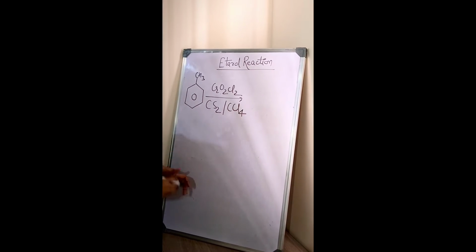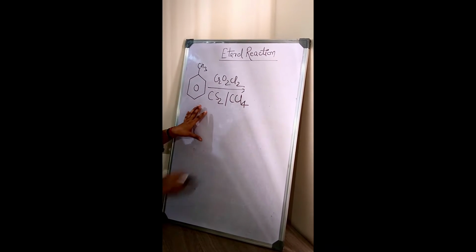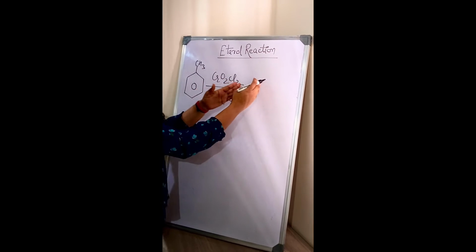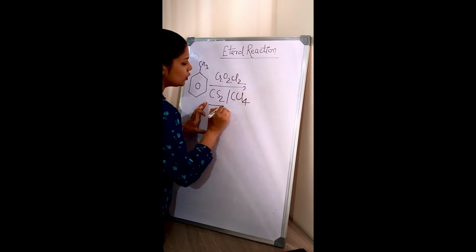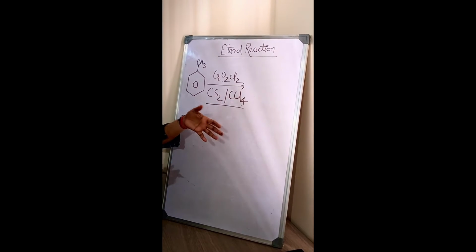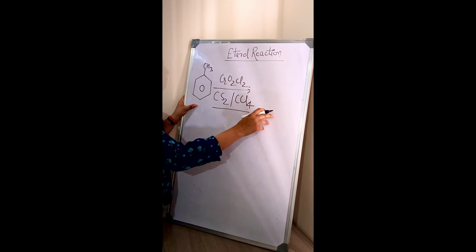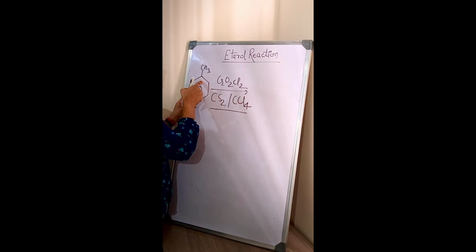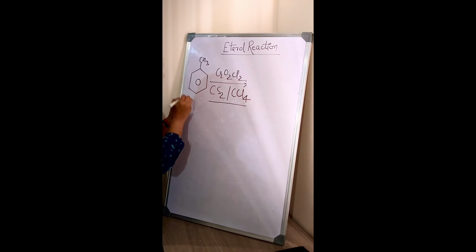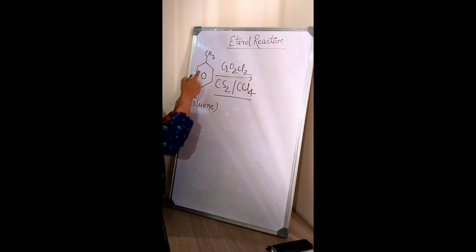In Etard reaction, we take hydrocarbons as a starting material and chromyl chloride as an oxidizing agent in the presence of non-polar solvent CCl2 or CCl4. Further, I will tell you why we are using this solvent, but first we focus on this main reaction. If this is toluene hydrocarbon, then the IUPAC name of this is methyl benzene. Either we can say toluene or methyl benzene.